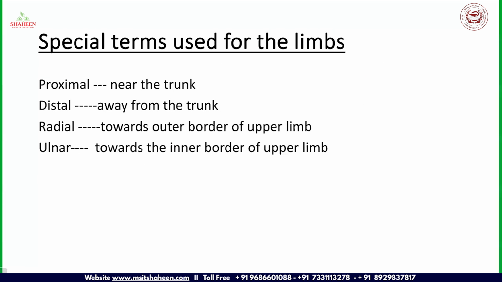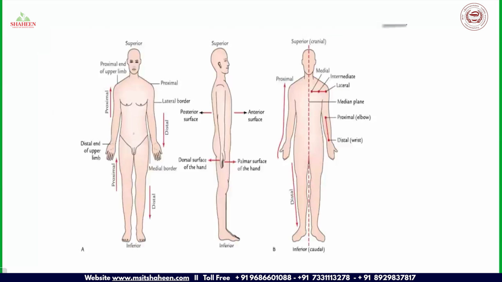So next is about some special terms that we use for the limbs. Limbs means upper limb and lower limb. What is proximal and what is distal? Any point which is towards the trunk, we call it proximal, and if it is away from the trunk, it is known as the distal one. For example, you have your shoulder joint, and this is the elbow joint. Which one is proximal and which one is distal?